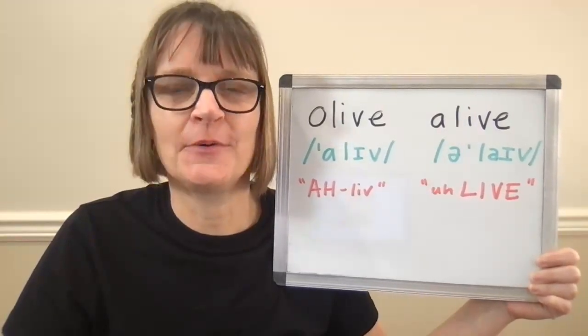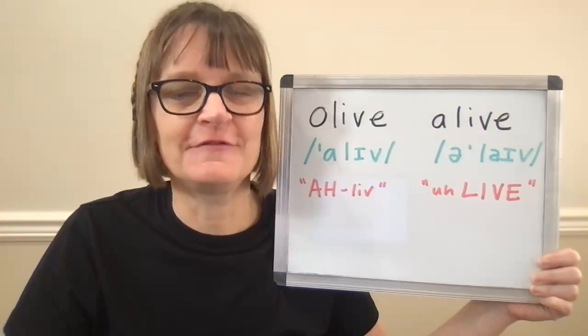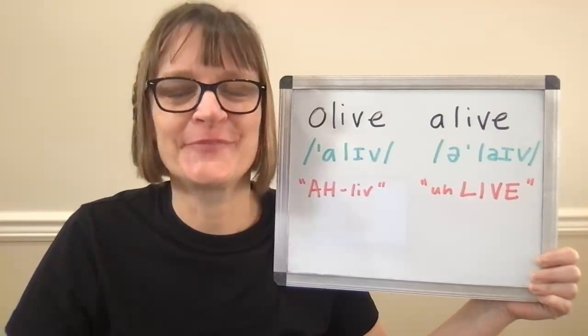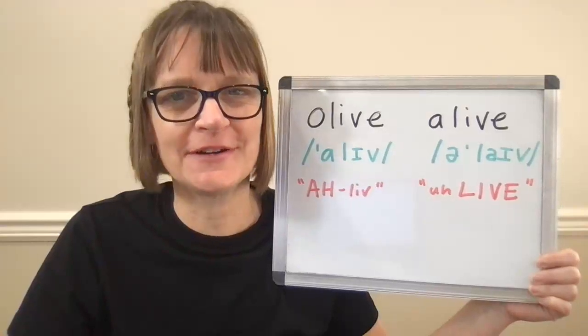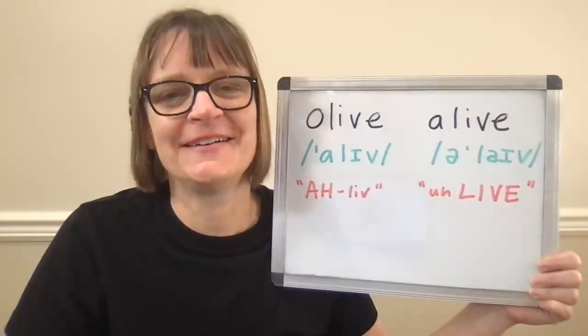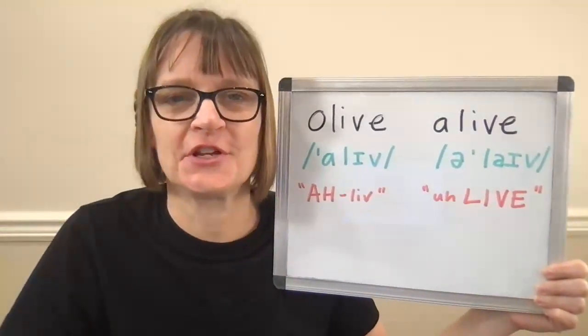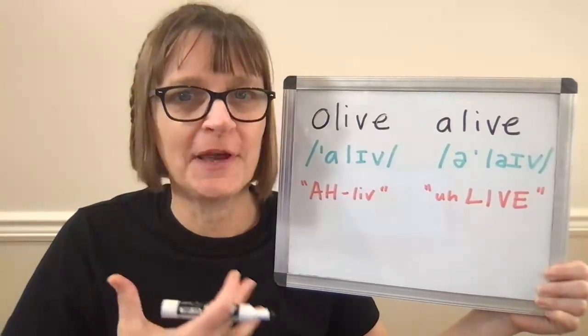In this video, we'll look at the words olive and alive. We'll talk about how to pronounce them, where to stress, and what these vowel letters and vowel sounds are. So these words are a great demonstration of how spelling might be confusing.